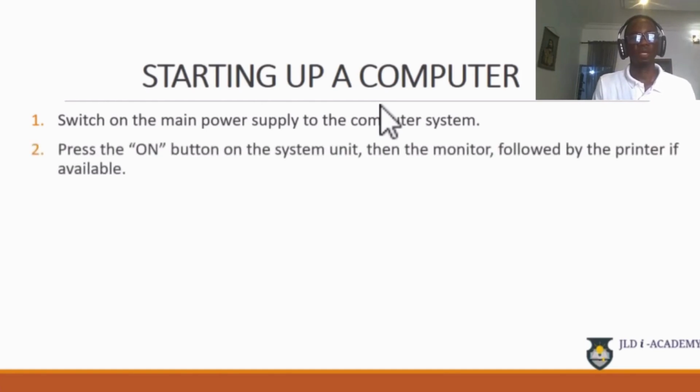Then secondly, you press the on button on the system unit, because the desktop computer has a separate system unit. Then switch on the monitor by also pressing the power button on the monitor, followed by the printer if there's a printer available, or other external devices that you need to carry out your work.